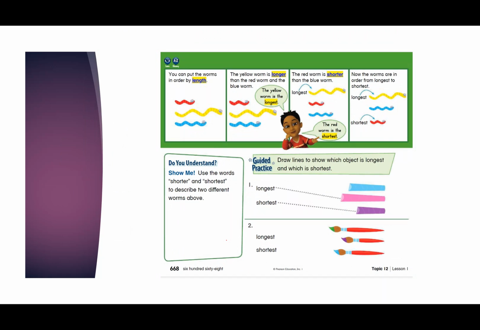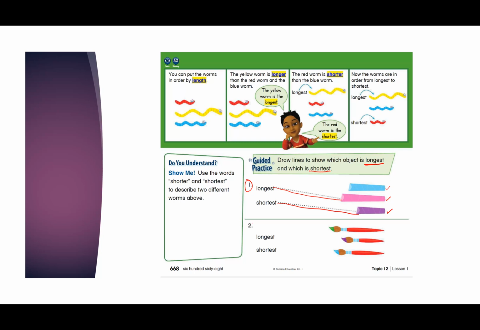Now, I know this topic is really fun. Okay? Now, draw lines to show which object is longest and which is the shortest. Now here you can see number one they have done for you. Here I think these are straws, right? This is a blue straw, this is pink, and this is the purple. Now the longest straw is the pink one, you can see here. And the shortest is the purple one.